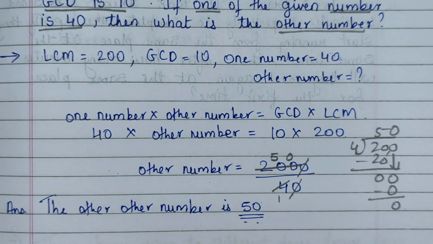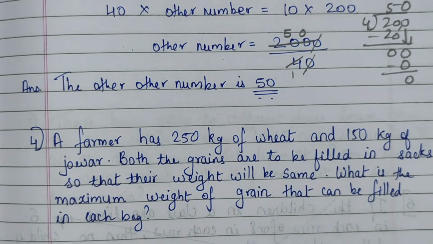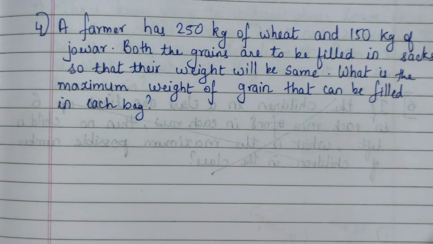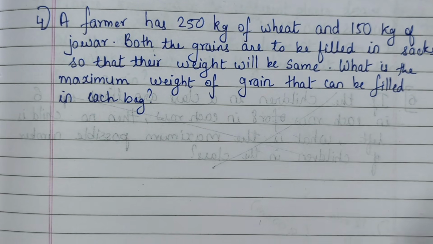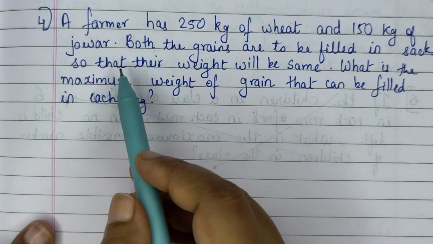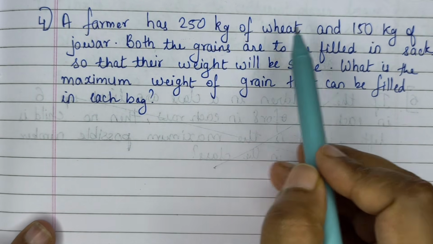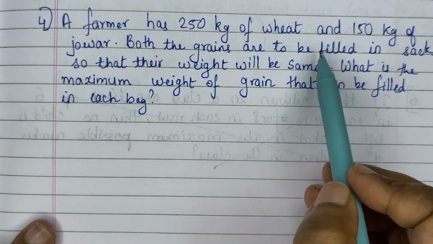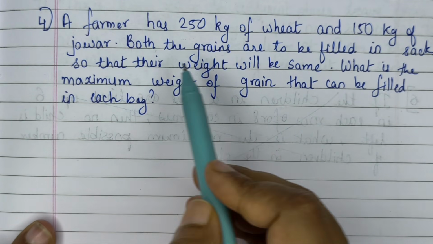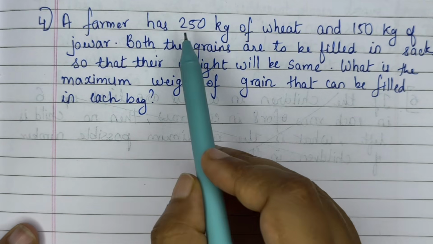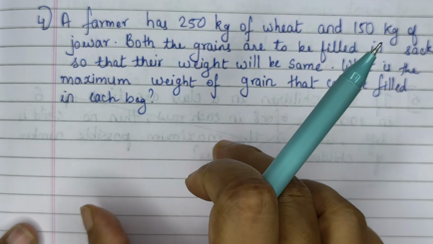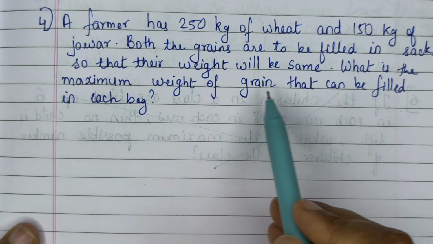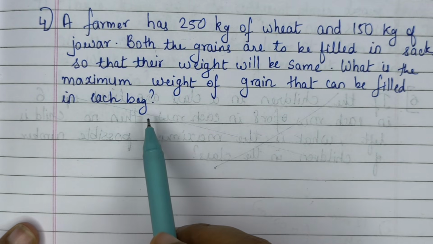Now see the next one. A farmer has 250 kgs of wheat and 150 kgs of jawar. Both the grains are to be filled in sacks so that their weight will be the same. These two grains have to be filled in sacks so that their weight will be the same. What is the maximum weight of grain that can be filled in each bag?